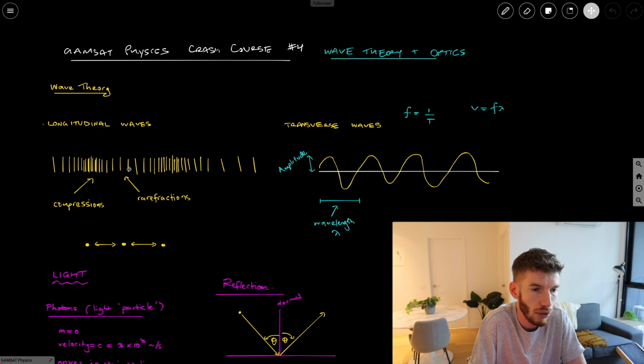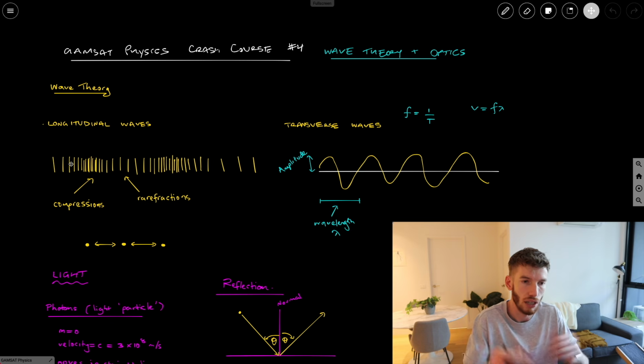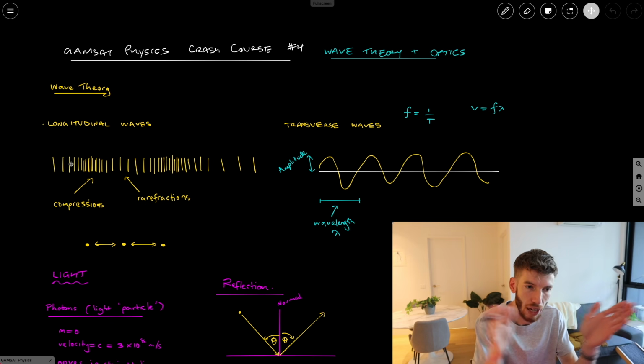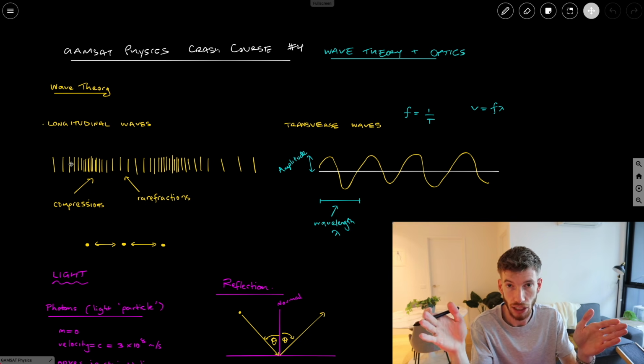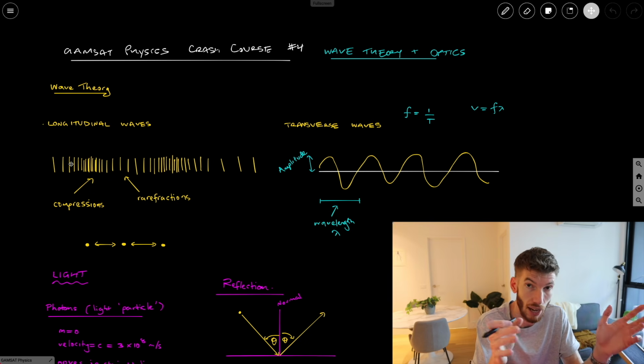Longitudinal waves, you won't really see these all that often, but just in case they come up, we're thinking of particles basically oscillating backwards and forwards and bumping into each other, knocking the next one, and this is how we can transfer energy. Everything with waves is about the transfer of energy across a medium of some sort.